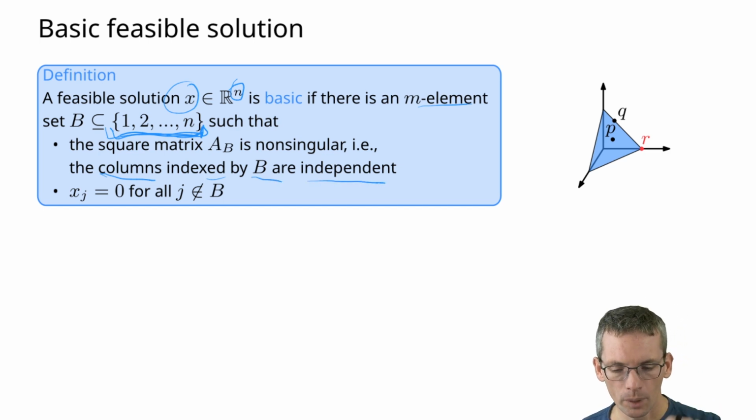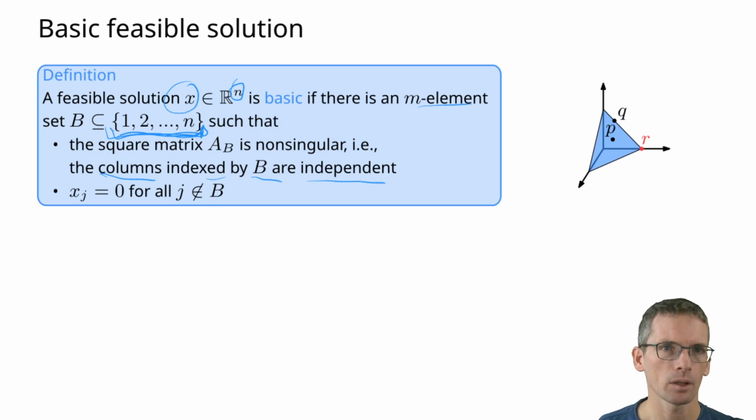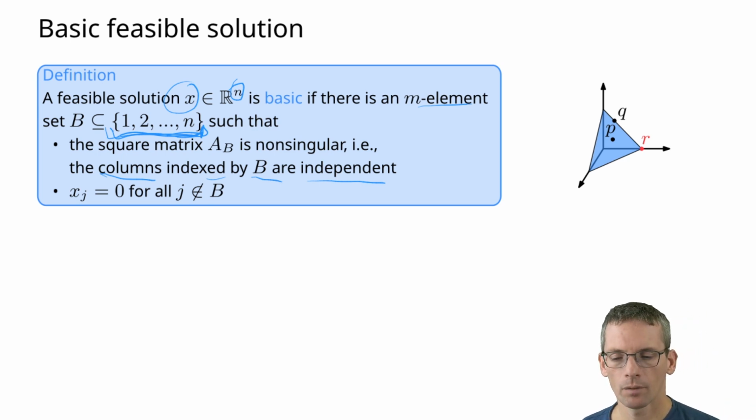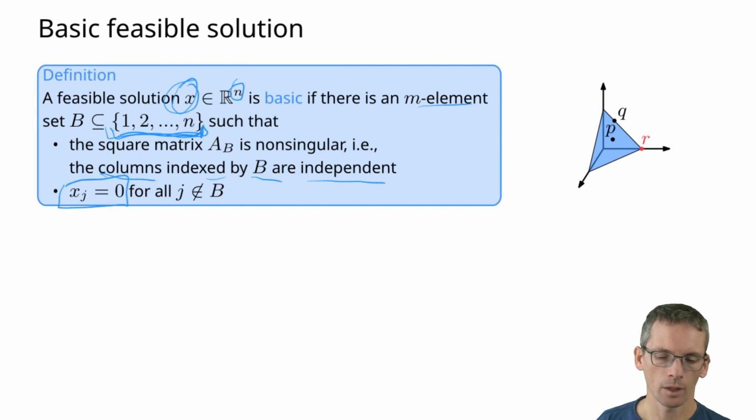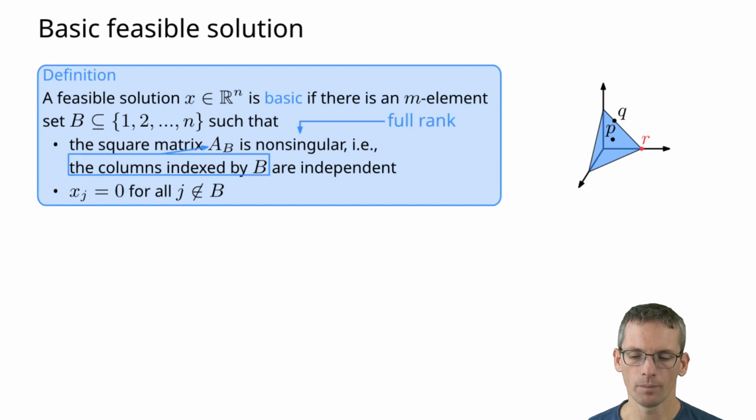So B should be chosen such that A_B is non-singular. And now getting back to the solution that we're looking at, it should be 0 for all of the indices that are not in B. Okay, so let's take a look at an example.